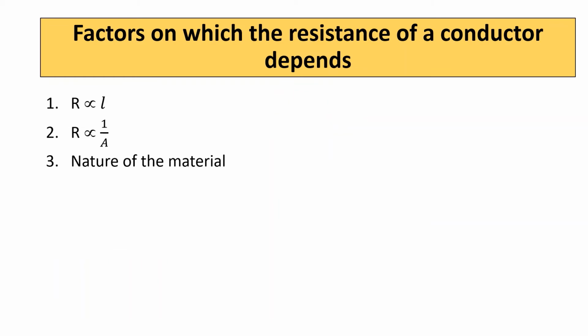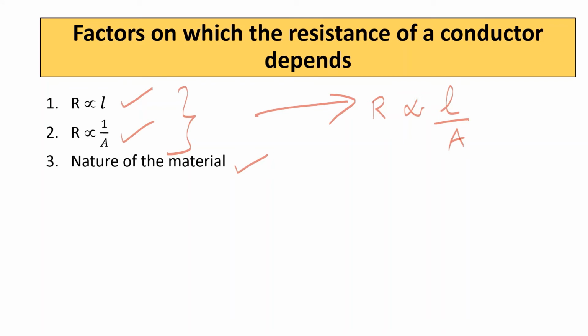Resistance of a conductor is directly proportional to the length of the conductor and inversely proportional to the area of cross section of the conductor. It also depends on the nature of the material of the wire. Combining these two, you can write like this. R is proportional to L by A.